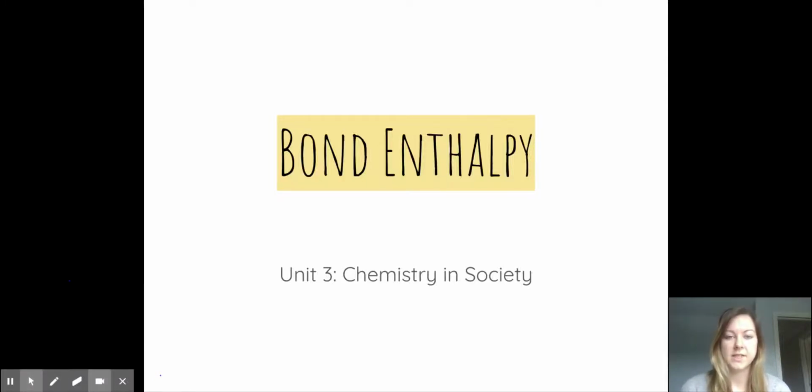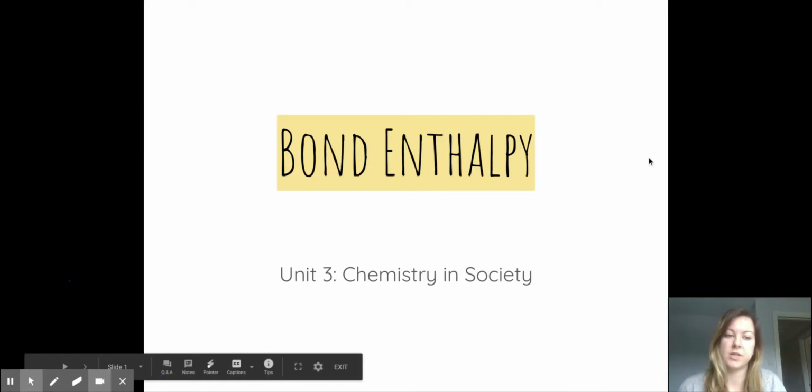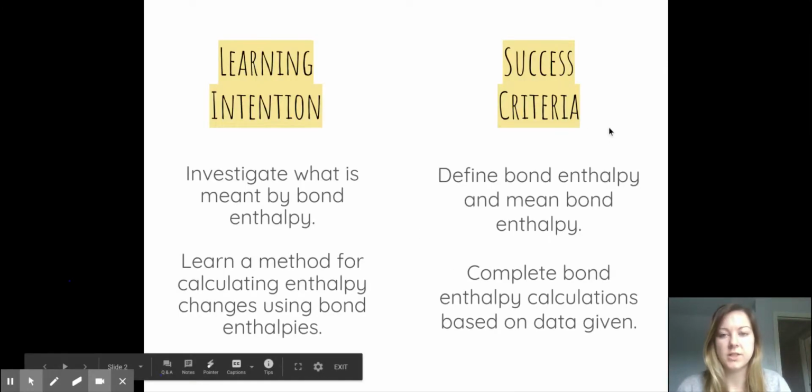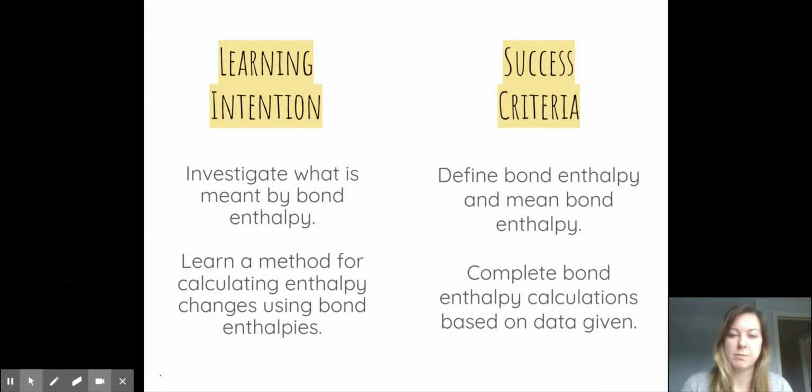Hello, Hire. Today's lesson is on bond enthalpy, and this is part 2 of the chemical energy subtopic, which is found in Unit 3, which is Chemistry and Society. Our learning intention for today is to investigate what is meant by bond enthalpy and to learn a method for calculating enthalpy changes using bond enthalpies.